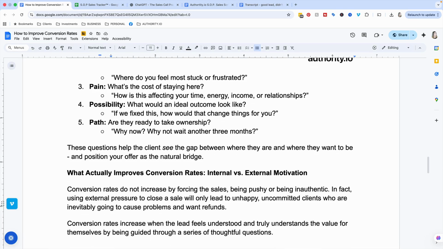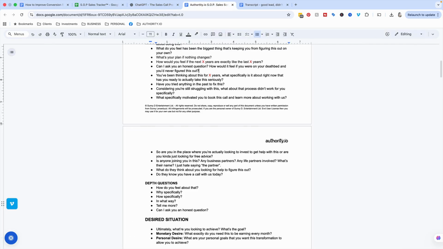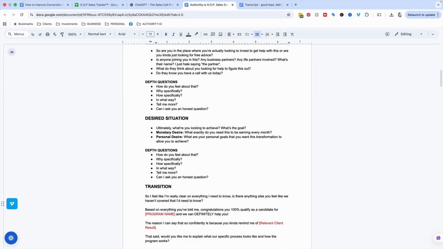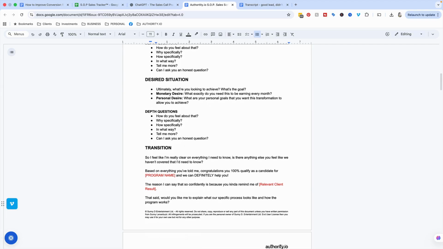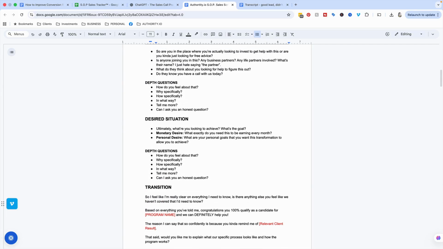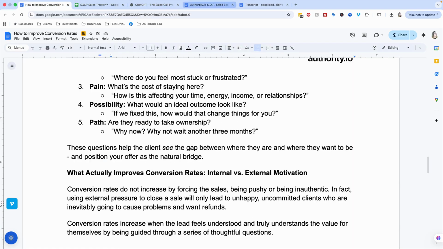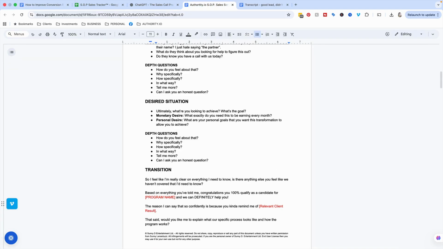Possibility. What would an ideal outcome look like for this? So if we fix this, how would that change things for you? And again, you don't have to use these exact questions. And I am saying this is already in the SOP sales script. This is just giving you some other ideas of how to do this or some other questions that you can ask. So let's go back to this. If we fix this, what would change for you? So that can go under the desired situation. Okay.